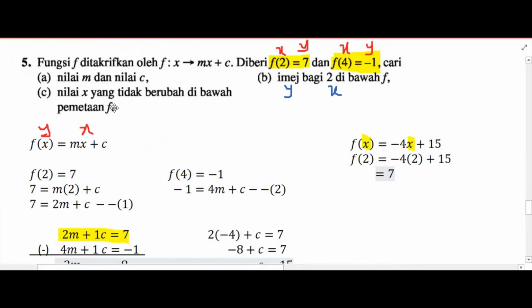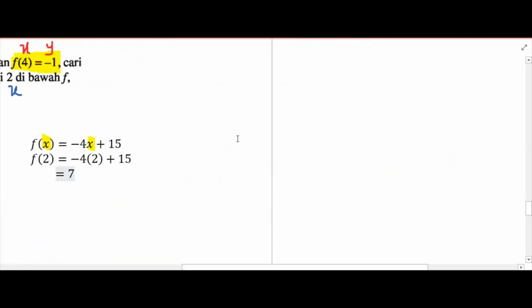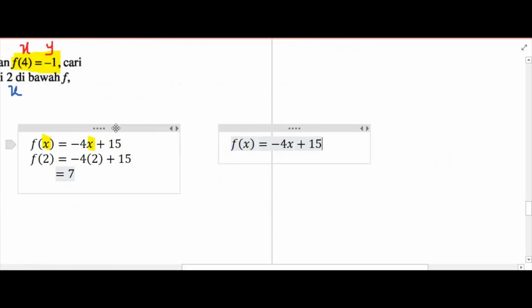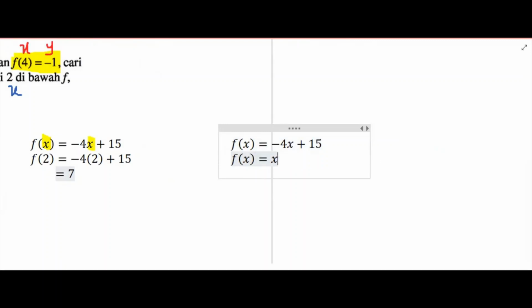Okay, apa maksud tidak berubah? Sini maksud dia, when I put my object is X, my image also X. Okay, faham tak? Object image sama punya, tidak berubah. So, okay, draw here. Fx equals to negative 4x plus 15. Salin balik ini fungsi. Means that fx, I still get x. I put x is x, my y is still x value. When x is 5, my y is still 5. When x is 3, my y is still 3.